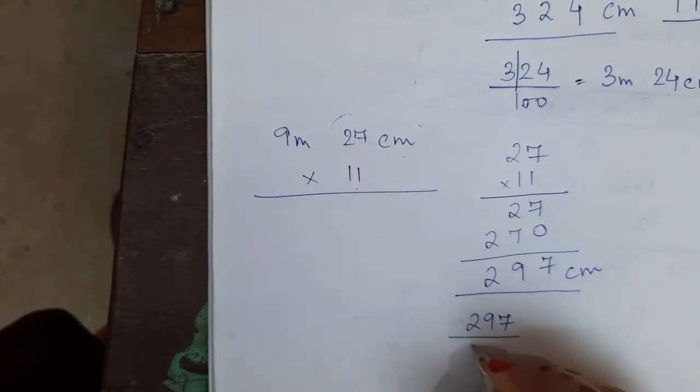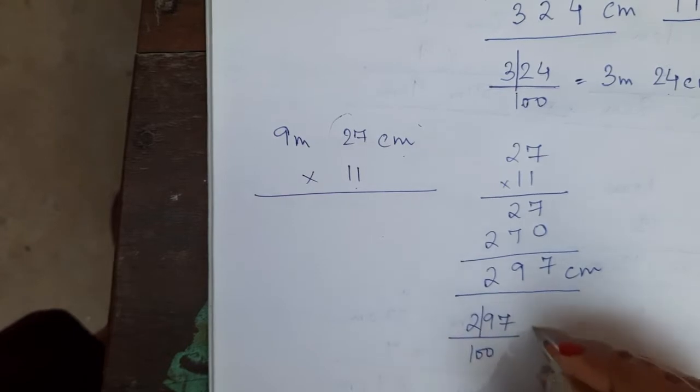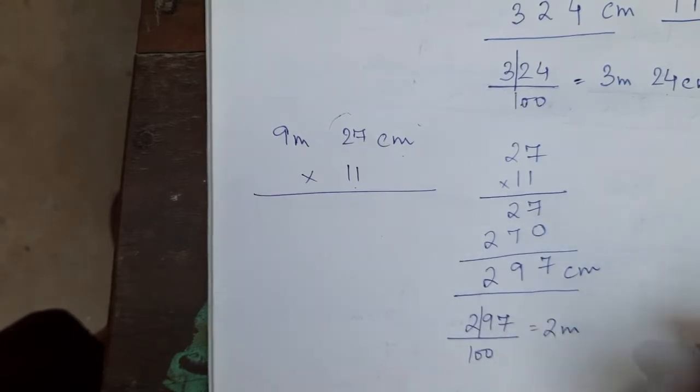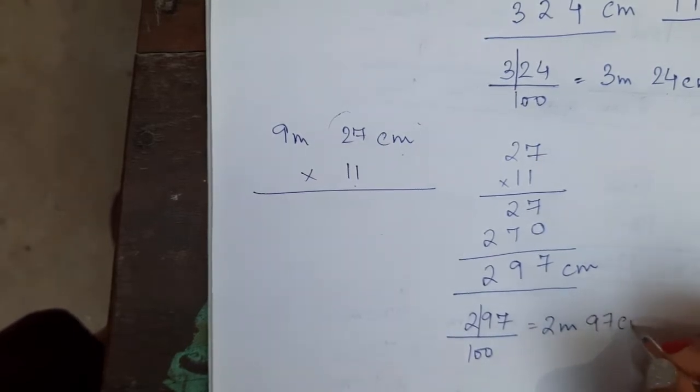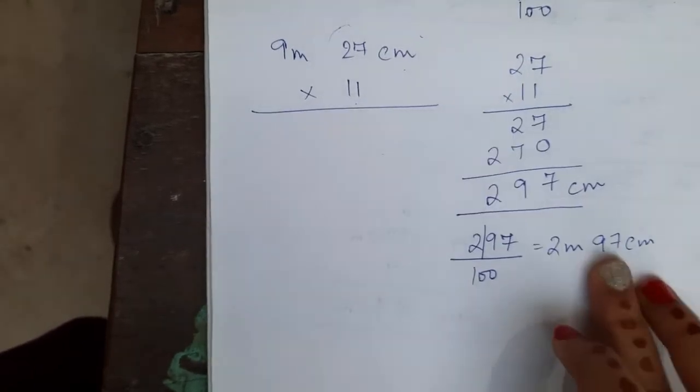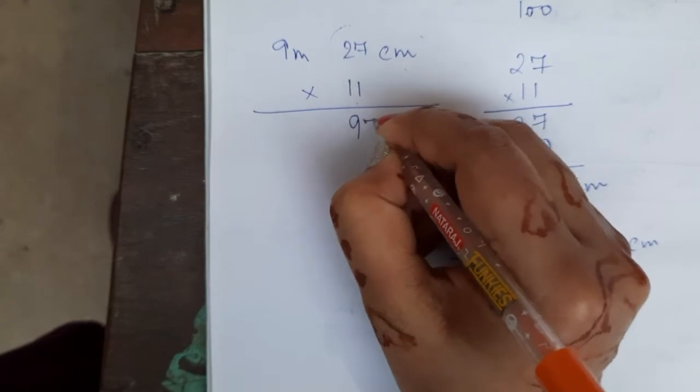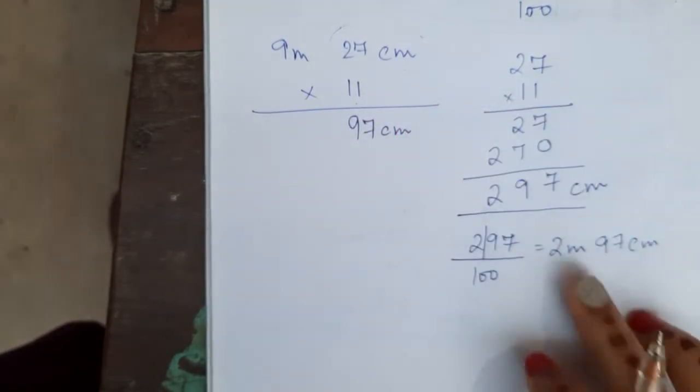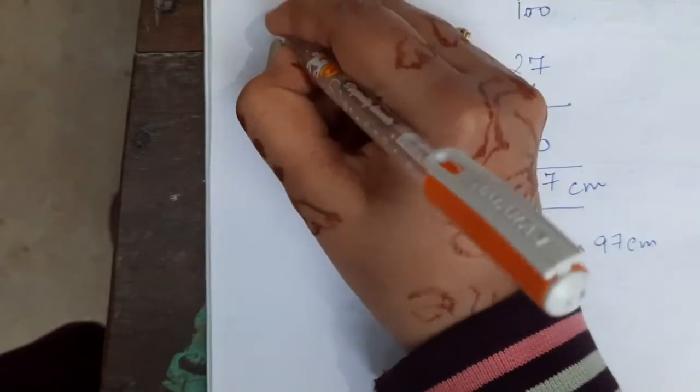297 by 100. 2 digits, 2 zeros, skip 2 numbers and put a dash here. Becomes 2 meter 97 centimeter. 2 meter 97 centimeter. Fine. I am going to write 97 here and I am going to carry forward this 2.